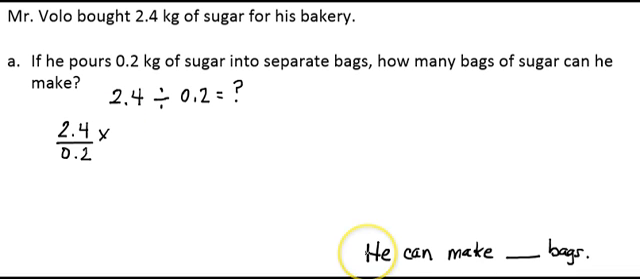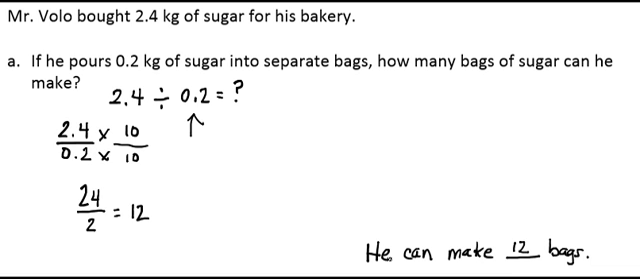I'm going to multiply my numerator and my denominator by 10. That will give me whole numbers. When I multiply by 10, I shift each digit to the left one place. So now I have 24 for my numerator and 2 for my denominator. I'll read this as a division problem. 24 divided by 2 equals 12. This means that he can make 12 bags of sugar, and each bag will have 2/10 of a kilogram in it.